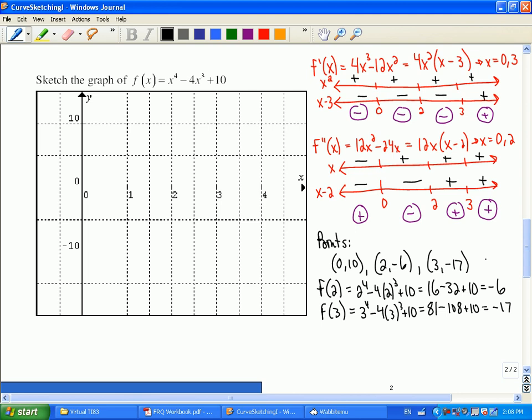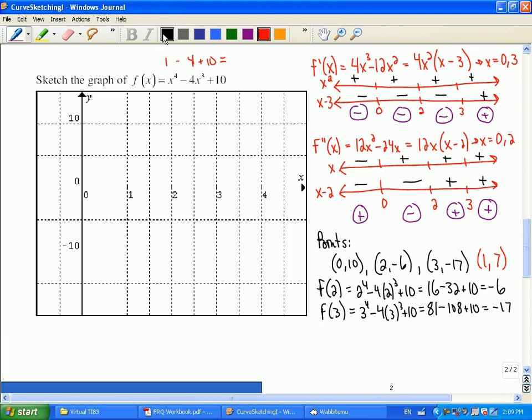Okay, so at this point I have all the background information that I'm going to need to make a sketch. I don't really see any other easy points to get. You're welcome to try, like, if you want to put in x equals 1, that's not very hard. For good measure, if I put in x equals 1, it's going to be 1 minus 4 plus 10. That's not too painful. So that's 7. You could put more points in here if you're worried about the shape, but I think that's enough for us to get going.